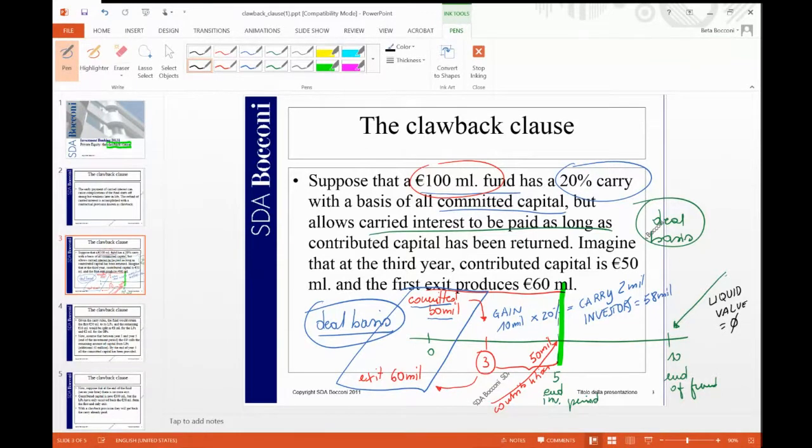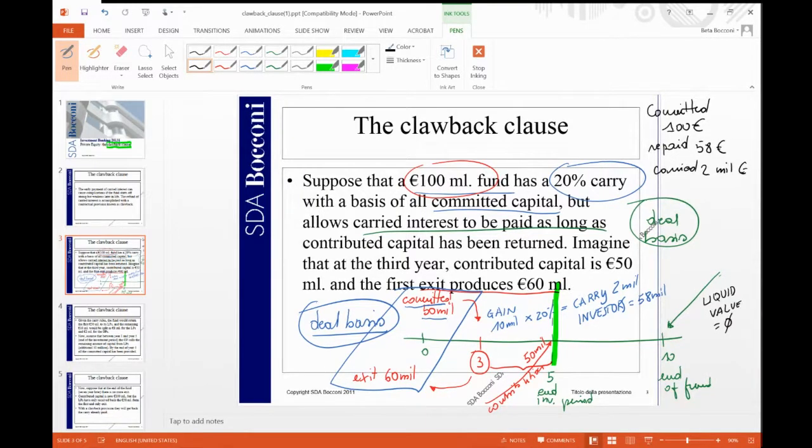You can imagine that if this happens, the unpleasant story for an investor is that I have provided a committed capital of 100. I have been repaid 58 million, and a carried interest of 2 million has been paid. Because this is the paradox if you do the calculation of the carried interest only on a deal basis, and this can happen, okay?